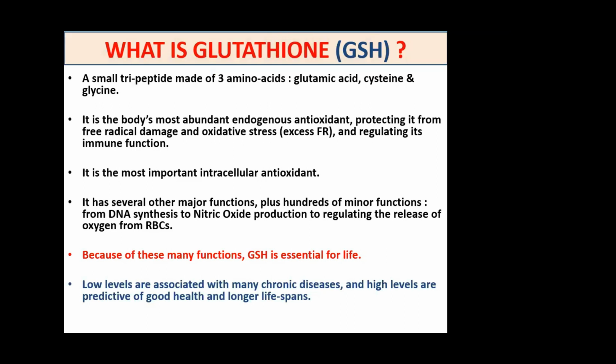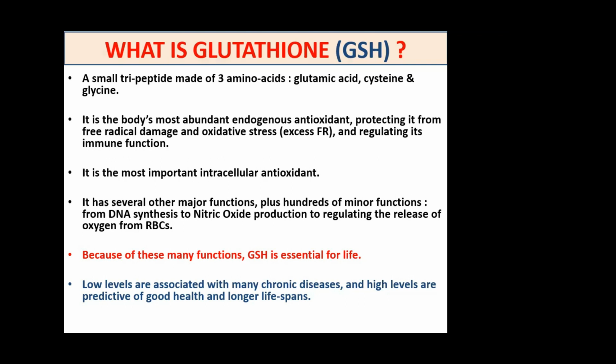It is a small molecule made of 3 amino acids, so it's called a tripeptide. These 3 amino acids are glutamic acid, cysteine, and glycine. Some of you may know that amino acids are the building blocks of peptides and proteins. It is the body's most abundant endogenous antioxidant. That means it is produced by our cells inside the body, protecting the body from free radical damage and oxidative stress. And oxidative stress is the term denoting when there are excess free radicals compared to the antioxidants that fight them.